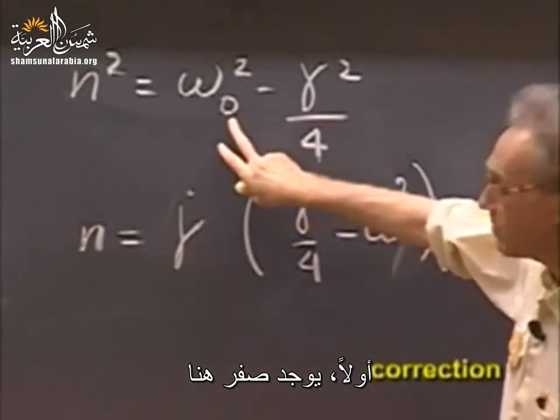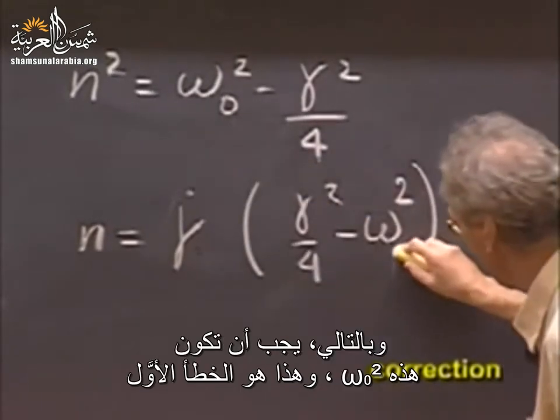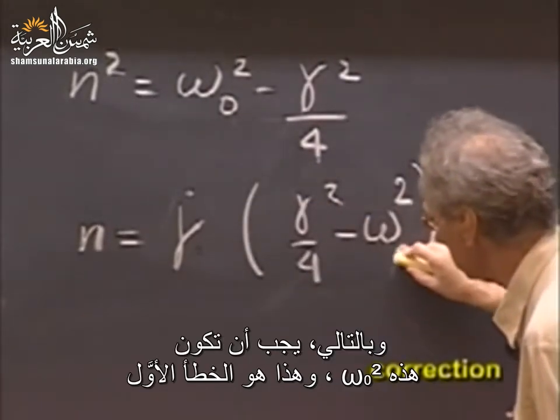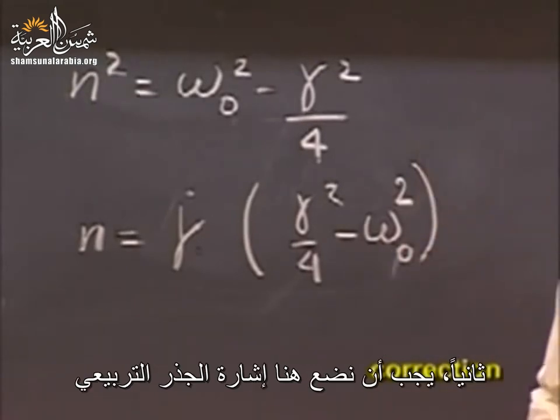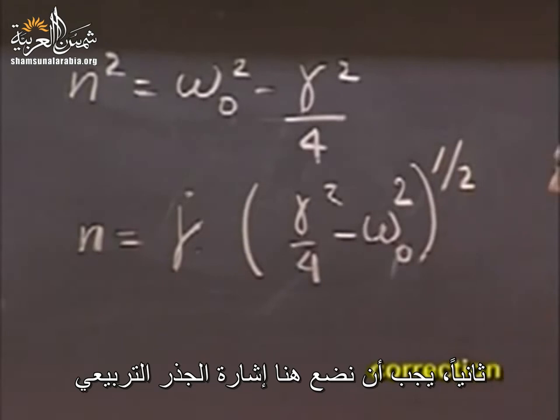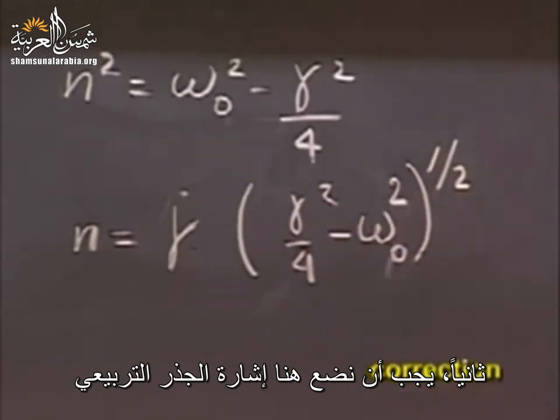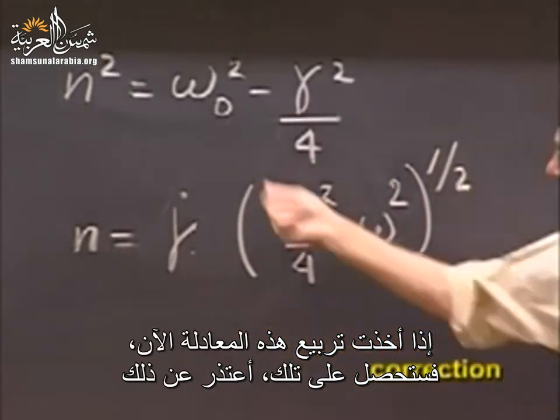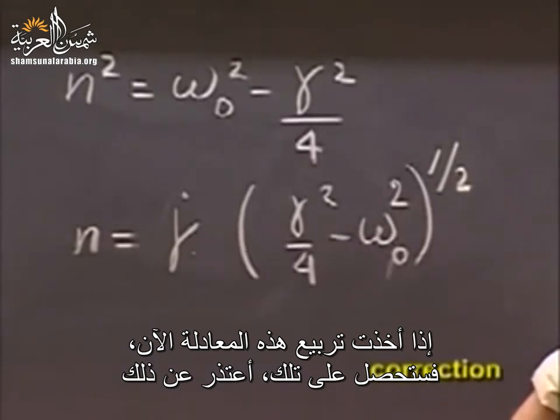For one, there is a 0 here. So this should have been omega 0 squared. That's mistake number 1. But second, obviously, you have to take the square root of this. If now you square this, you get this.